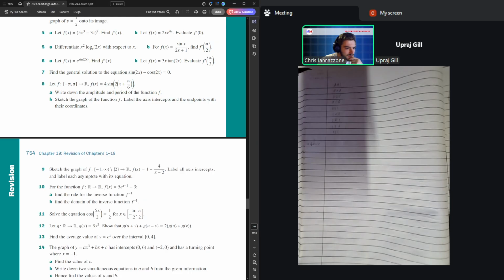For instance, the furthest right should be 5 pi over 6. How far off is that? Oh, wait, no, I see what I've done. Oh, hold up. Yeah, no worries. Let me just fix it up real quick.